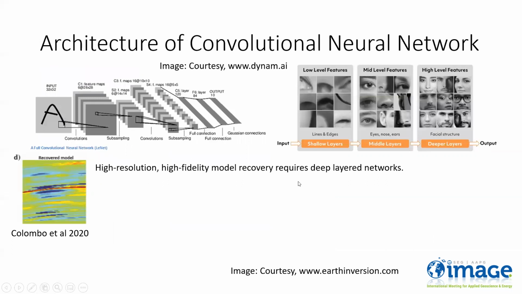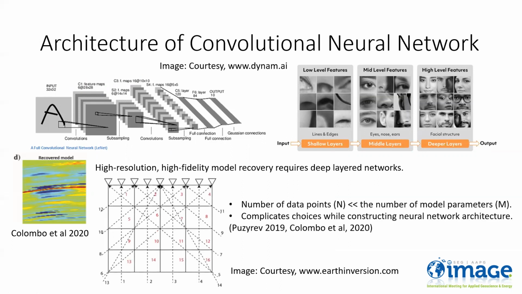Now, revisiting the CNN architecture, we see that it trains by learning the different features present in the models using the different layers of the network. The shallow layers learn the simpler features, while deeper layers train on the more complicated ones. However, the fundamental issue of far fewer data points than model cells remains.